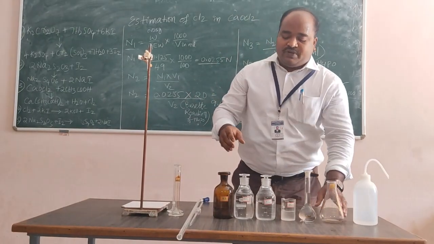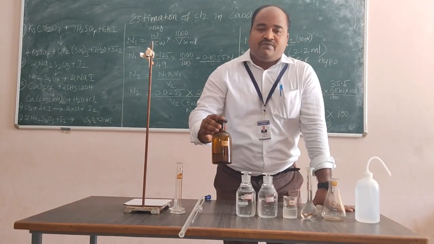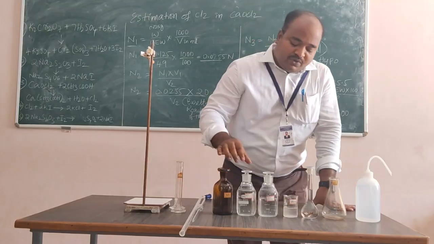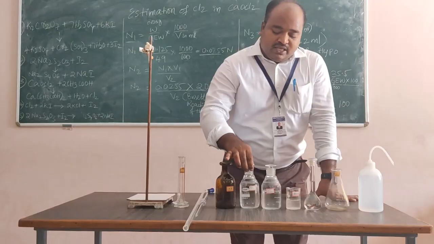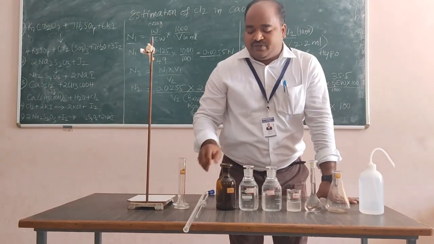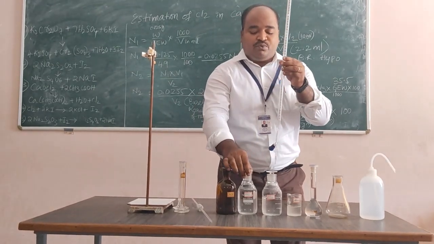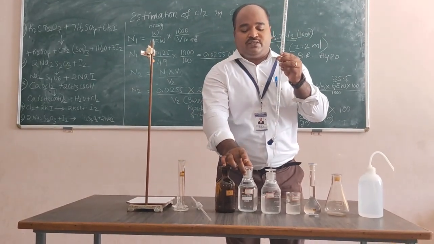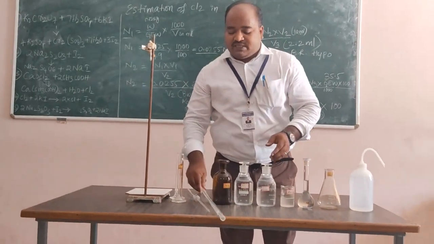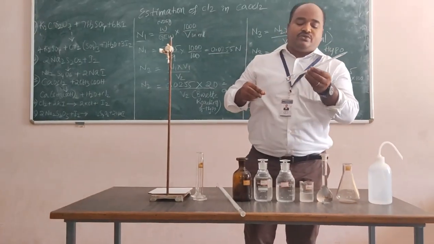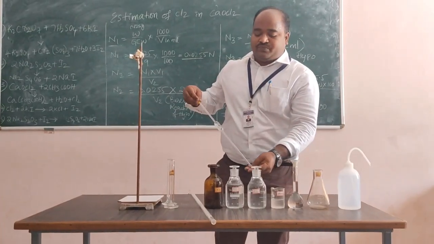Then we will add 10 ml of potassium iodide and almost 10 ml of dilute acetic acid. Then the hypo, which is sodium thiosulfate, we need to pour into the burette. This is the 50 ml burette. Then from this 20 ml pipette, we need to take this solution into the conical flask.